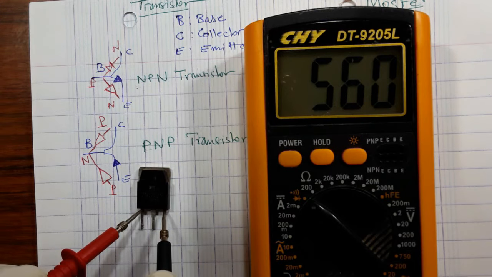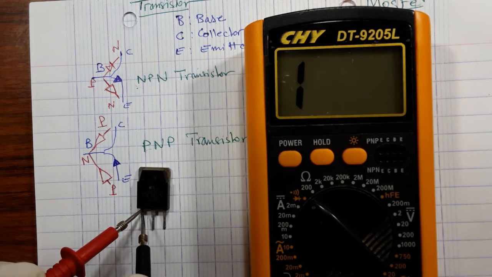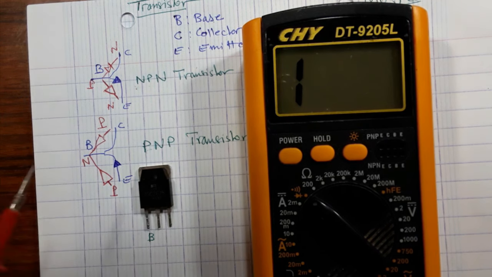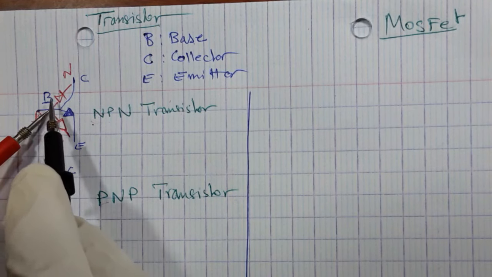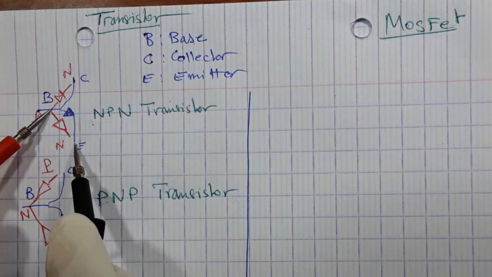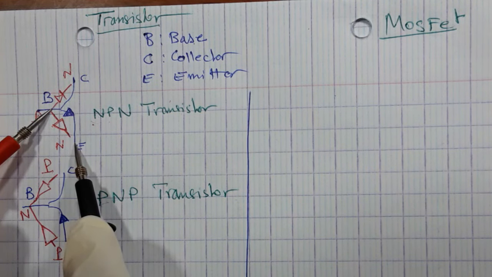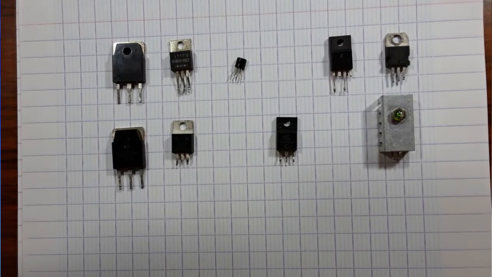Base emitter is greater than base collector. Good, we have 559. That means that this is the base. So if we put the red probe in the base and the black probe in the emitter, we should get a reading.